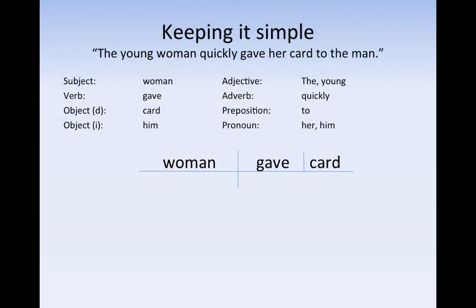So we can diagram the sentence. Woman gives card. Sounds like caveman speech. But we can accentuate that with specific information. And so we see with this index of a subject. Who? The woman. What did she do? She gave. What did she give? A card. To whom? To him.